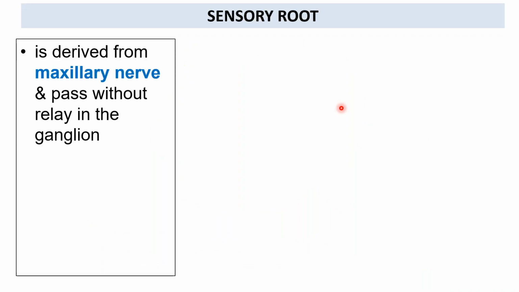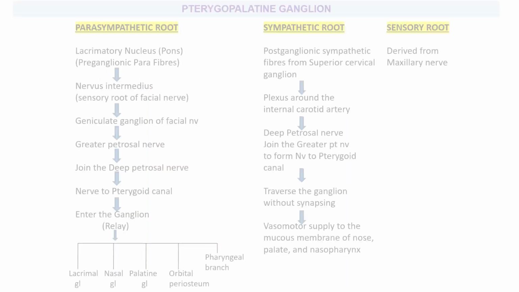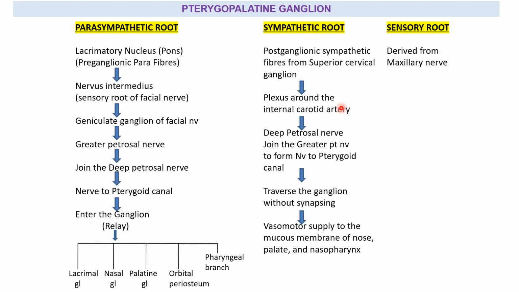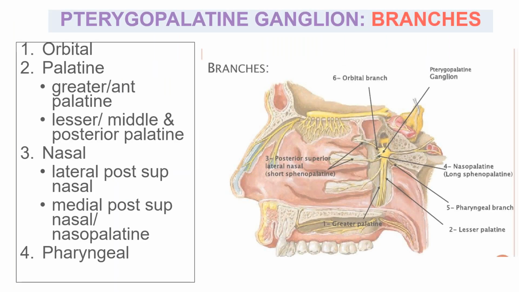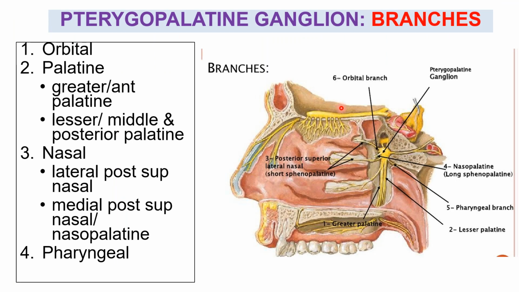Now, the sensory root is derived from the maxillary nerve and it passes without any relay in the ganglion. So this is a nutshell of the three roots of the pterygopalatine ganglion. Now coming to the branches of pterygopalatine ganglion. The branches will be the orbital branch.